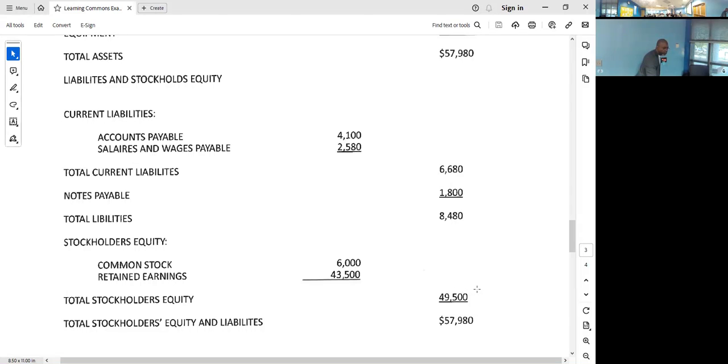That 49,500 is the result of this. Then you add these two together right here, and that's going to give you the stockholders equity and liability. That's what should agree to the assets. Total liabilities and total stockholders equity, yeah, that should agree.